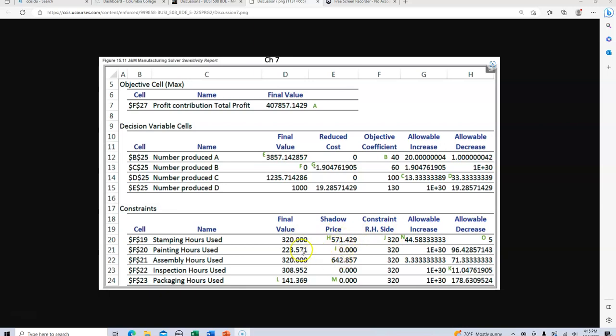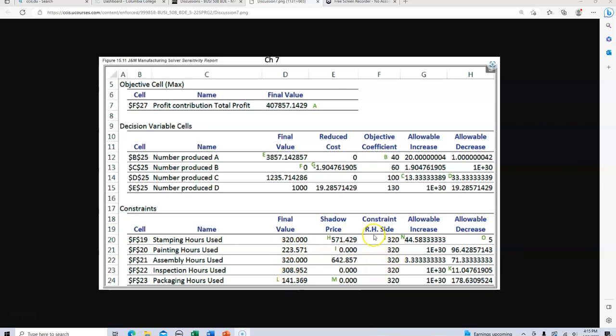And as you go down and look at the constraints that have a 0 shadow price, notice that the final values are less than the right-hand side constraint, or the amount of hours you have available. That's to say that it really doesn't matter how many more hours or how much more of the resource you're given. There's no value because you haven't used what you've already been allocated. So there are two binding constraints here: stamping and assembly. And three non-binding constraints: painting, inspection, and packaging.